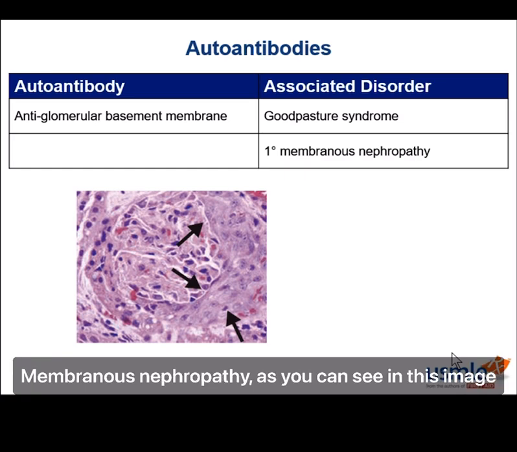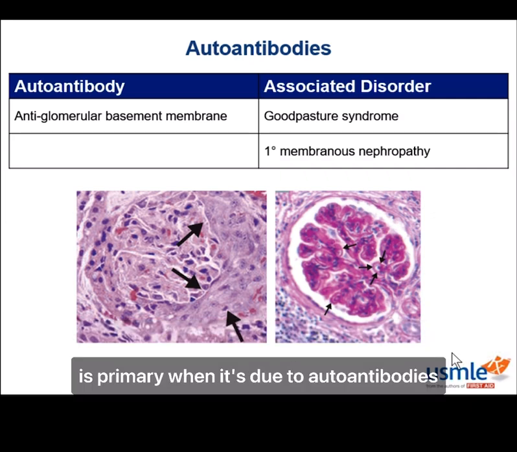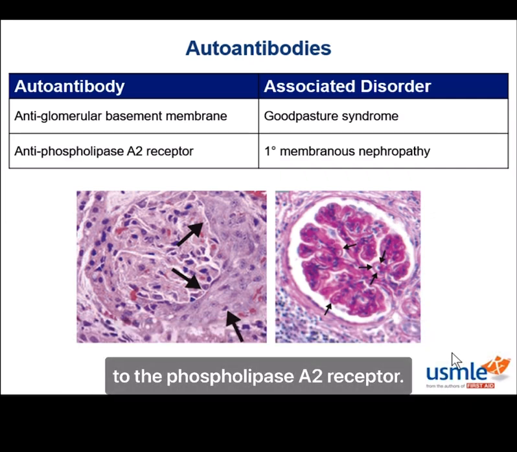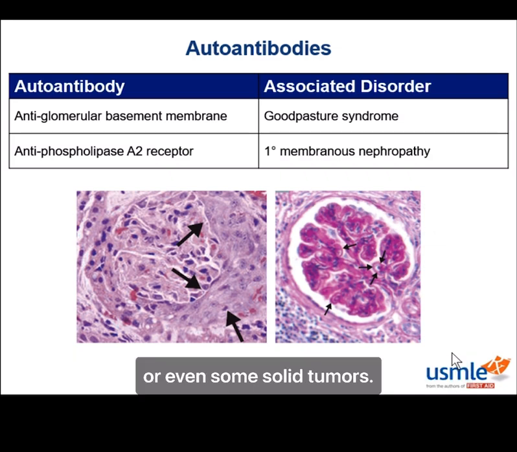Membranous nephropathy, as you can see in this image with diffuse capillary and basement membrane thickening, is primary when it's due to autoantibodies to the phospholipase A2 receptor. It can also be secondary to drugs like NSAIDs, penicillamine, some infections, SLE, or even some solid tumors.